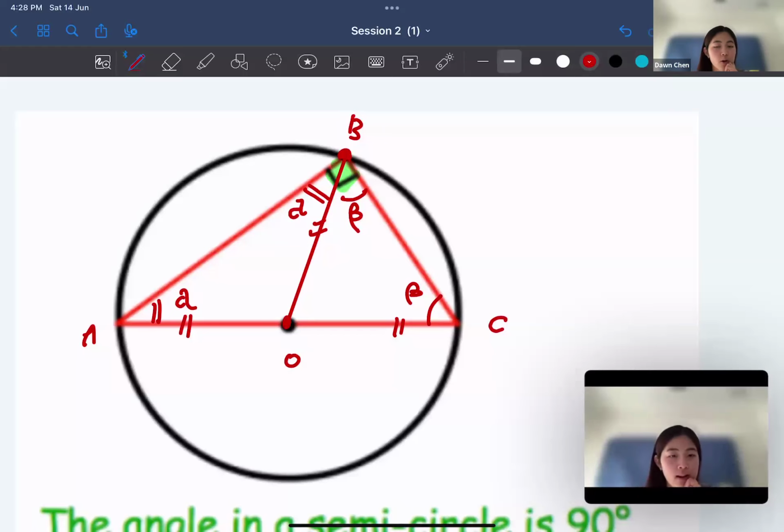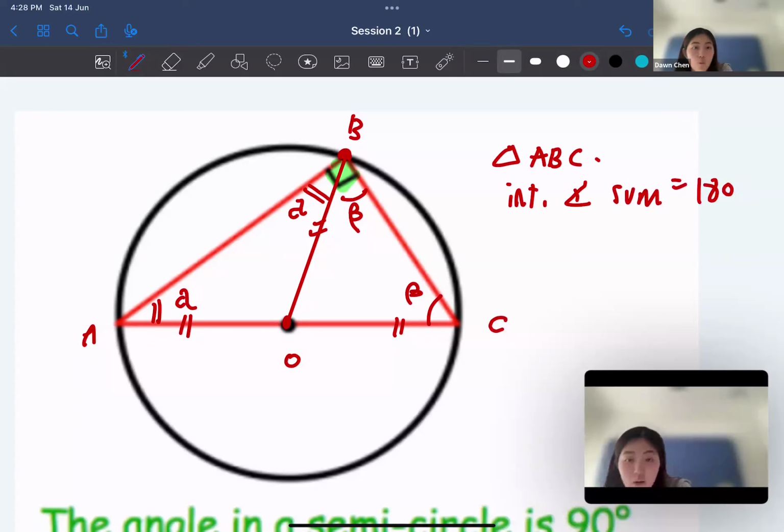Now, going back to what we know about the interior sum of a triangle. What do we know about the interior angle sum of a triangle? After we do this, it becomes more of an algebra problem than anything to do with geometry. Yeah, exactly. Inside any triangle, the interior angle sum is 180 degrees, right? So if we're looking at triangle ABC, the interior angle sum is 180. But what actually are the three angles within triangle ABC in terms of alpha and beta? What would that be?